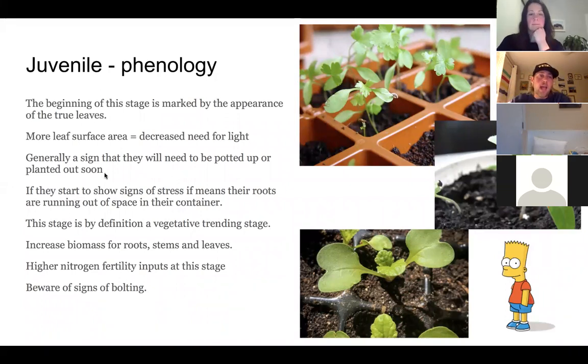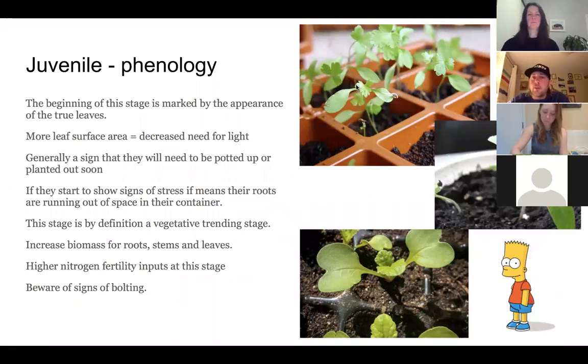And also when we think about supplementing light, as soon as we start to see these true leaves coming in, we know they've doubled their leaf surface area, and so we don't have to supplement as much light for them with grow lights. So once you start to see those true leaves, if you do have them on grow lights supplementing, getting them up to 14 to 16 hours, you can take them away and they'll be fine with quite a bit less light, and they won't get leggy.